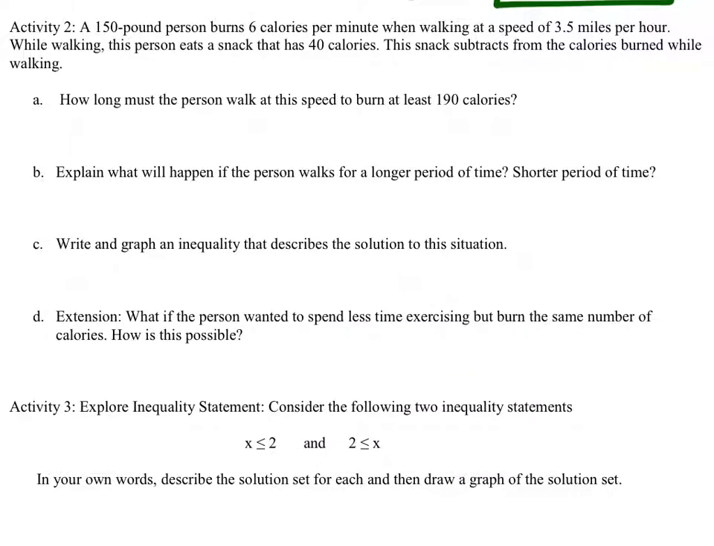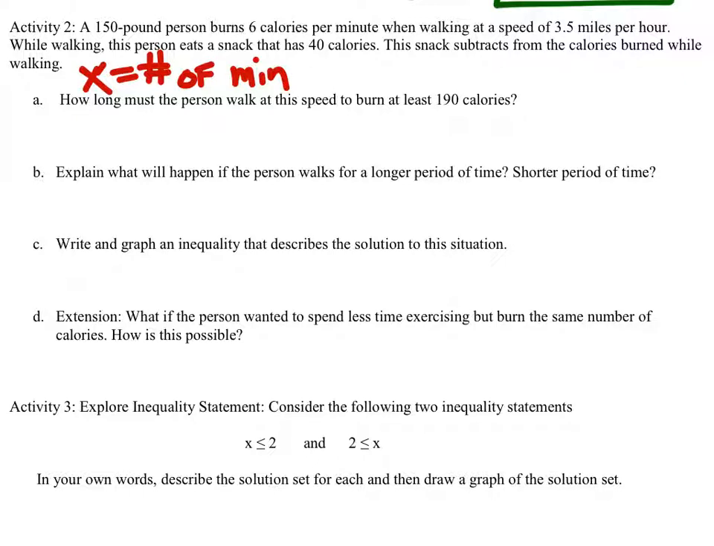A 150-pound person burns 6 calories per minute when walking at a speed of 3.5 miles per hour. While walking, this person eats a snack that has 40 calories. This snack subtracts from the calories burned while walking. How long must the person walk at this speed to burn at least 190 calories? Well, let's look. We'll say that x is the number of minutes.